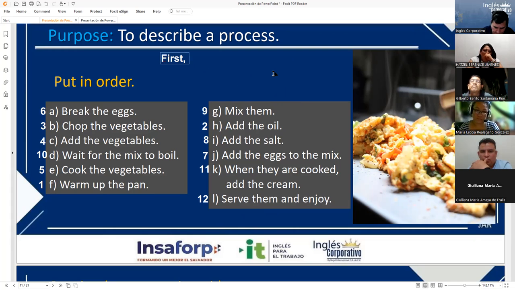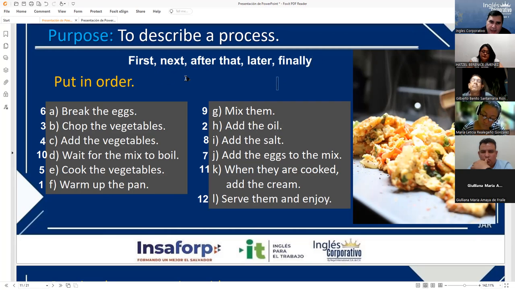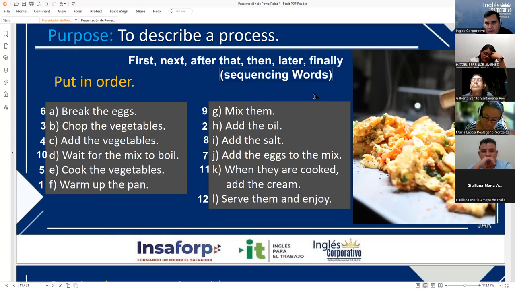First, next, after that, later, okay, first, next, after that, later, finally is the last one that I mentioned, finally, okay? These are the most common. First, next, after that, later, okay. First, okay, let's put here, then. First, next, after that, then, later, finally. Okay. These are called sequencing adverbs, sequencing words.